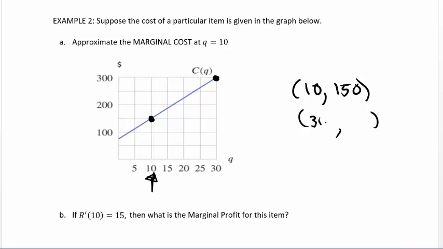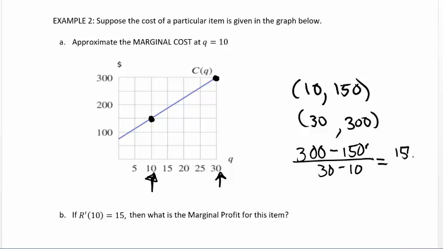So when Q equals 30, that's my Q value, my cost is $300. So that's another point on this line. To get the slope of this line, I'm going to do the change in y over change in x, which is the change in the dependent values over the change in the independent values. So I have 300 minus 150 divided by 30 minus 10. And that gives me 150 over 20, which when I crunch that as a number is 7.5.